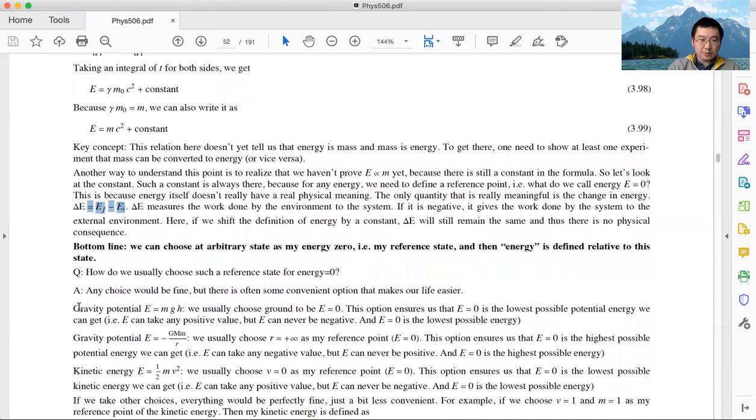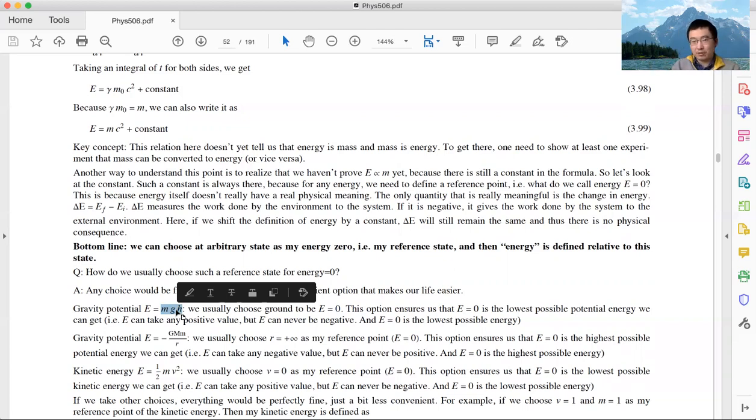This is most obvious if we think about gravity potential. In gravity potential, we know the potential is mgh, but what is h? H is height, and this height is relative to a reference point. When we define gravity potential, we first define a height. This height will be my height zero. I call this height zero. And this height can be any height. It can be here, it can be the ground.